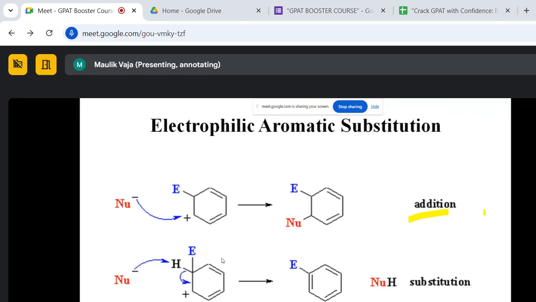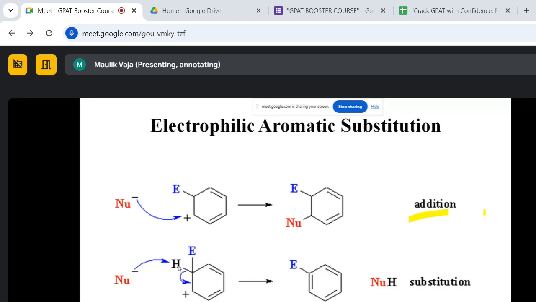Though benzene is an alkene-like molecule, it undergoes substitution reaction. What is the meaning of substitution reaction? In substitution reaction, one atom is substituted by another atom. Benzene ideally should undergo addition reaction because it is from the cycloalkene series, but it does not. Instead, it undergoes substitution. So what is the reason?